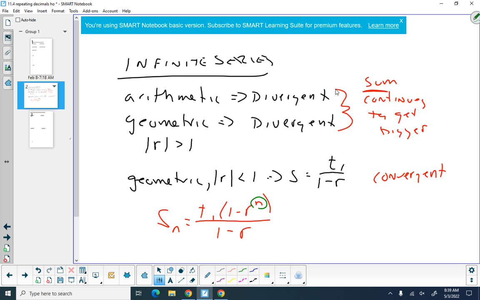If your ratio is between -1 and 1, if it is a decimal, and you take it to a larger and larger exponent, the number will get smaller and smaller and smaller. So eventually this will go to a value of 0. As n gets closer to infinity, r^n gets closer to the value 0. So we're left with 1 minus 0, which is just 1. So I have S infinity is equal to T1 over 1 minus the value of r. And this is the sum of an infinite geometric series with the absolute value of the ratio less than the value of 1.